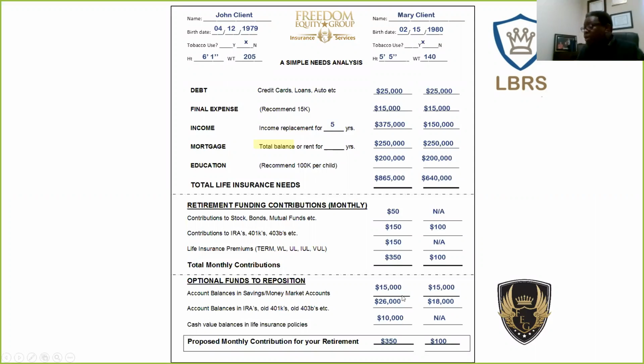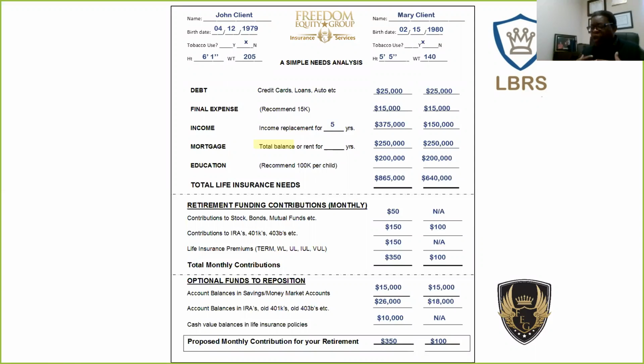So now his monthly contribution again was $350. Hers was $100. But we have found what, $10, $36, $40, $51,000 that he can use to enhance his IUL. That can even go into paying premiums for a couple of years or however.